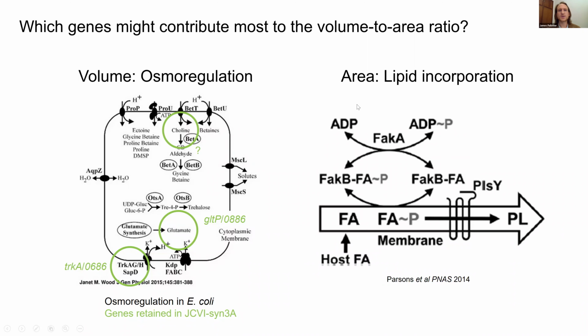And then as far as growth of the surface area, we consider which genes might contribute most to incorporation of lipids. The mycoplasma membrane is comprised of approximately 50% lipid and 50% protein. So in a sense, every protein contributes to some fraction of the area. But here, there's a small number of lipid species. So which proteins regulate the incorporation of those lipid species?